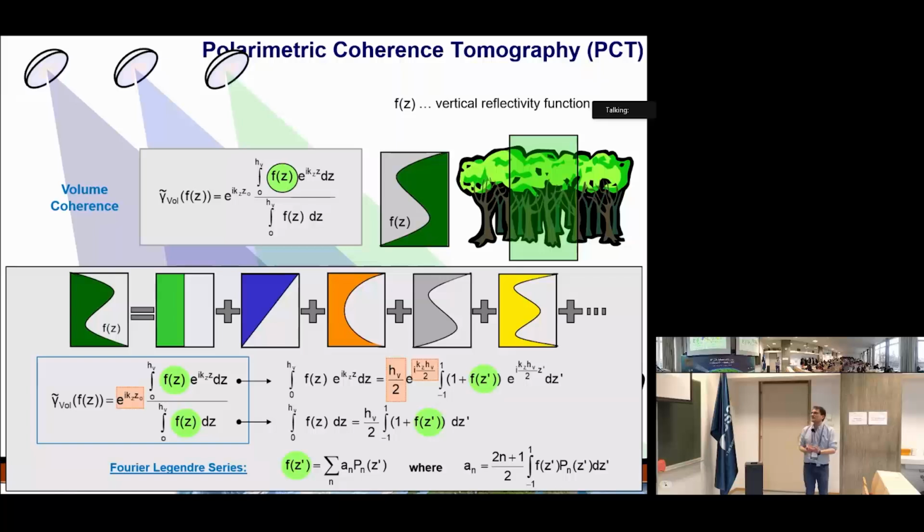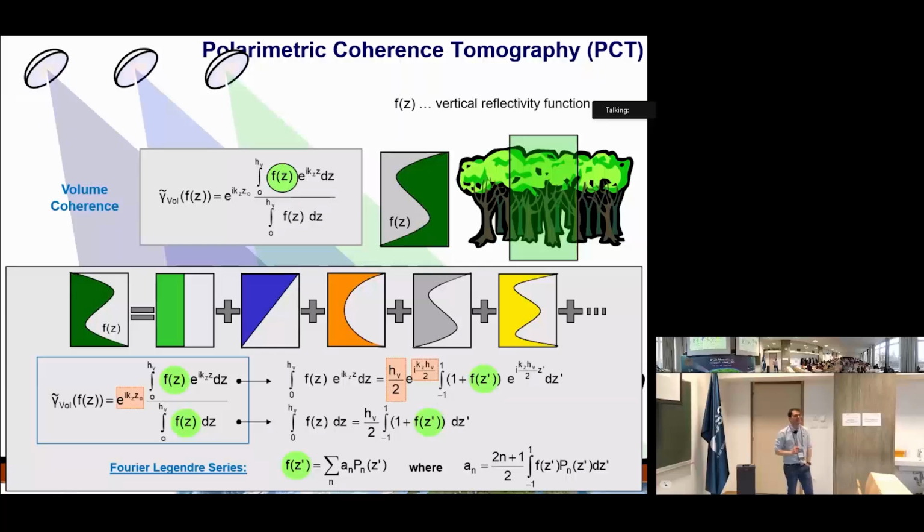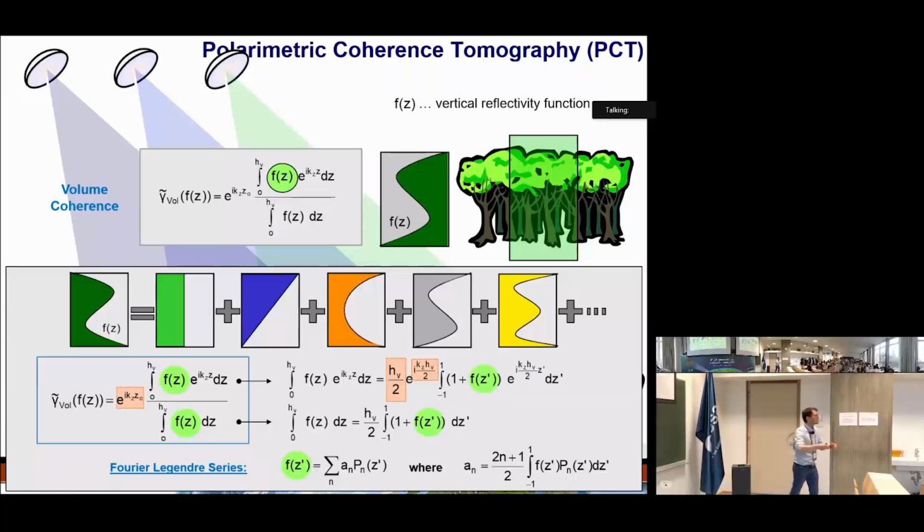But the interesting fact is that, playing like this, reconstructing the vertical reflectivity function is, on the one hand, just a matter of estimating a few coefficients. So it's a system of linear equations, and this is something that you can resolve easily. The other fact is that you have an inversion, but this inversion is somehow constrained.